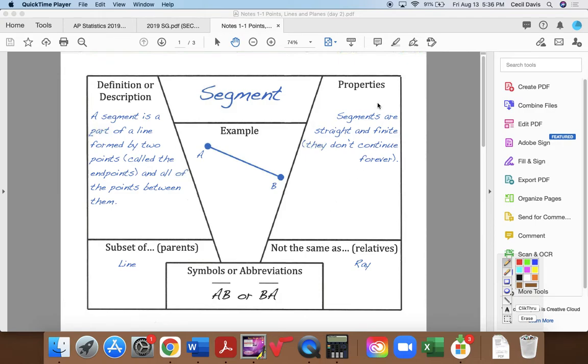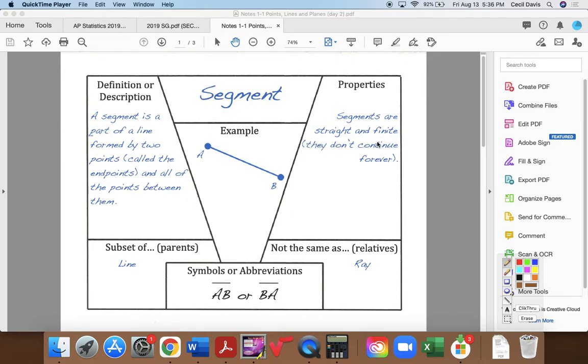What properties does a segment have? Well, two in particular. They're straight, just like lines, so you never have to say straight line and you never have to say straight segment. We only have straight segments. But unlike a line, which is infinite, this is finite.